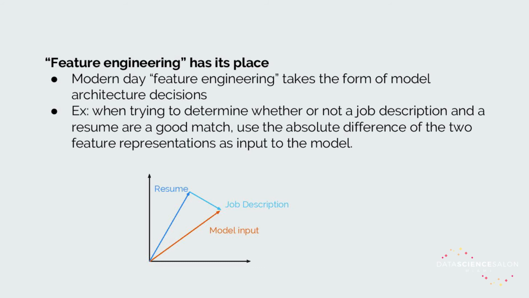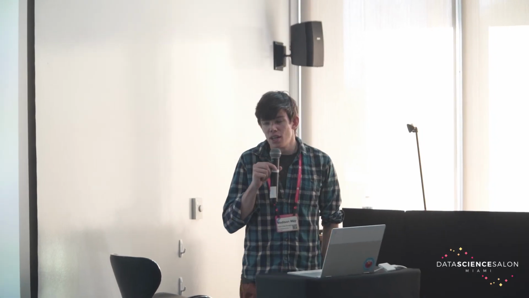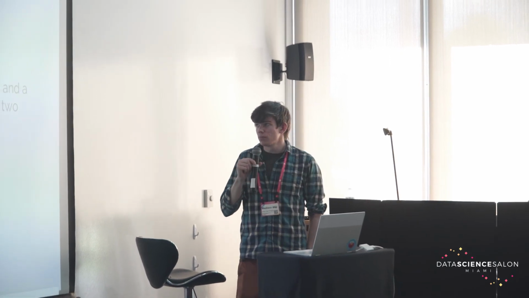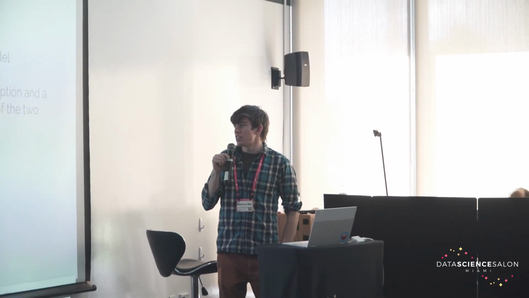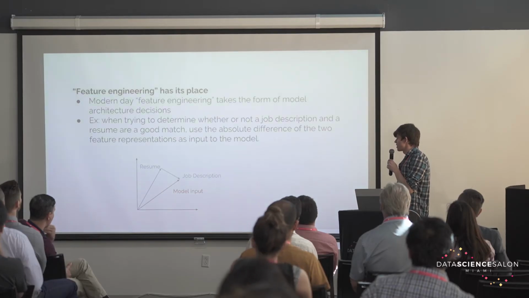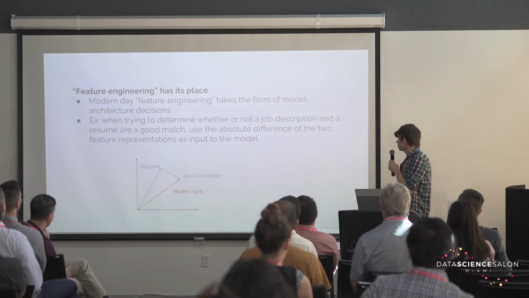Let's talk about our other example, which was comparing a job description and a resume. If you're a member of the deep learning community, you've probably heard that feature engineering is bad. We should always learn our representations. And to a certain extent, that's true. But I think feature engineering still has its place. It just has a different form. I believe that feature engineering takes the form of model architecture decisions that you make in a modern deep learning context. So in deciding how we represent our input, we decide how we architect our model.